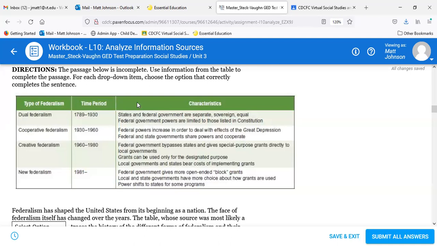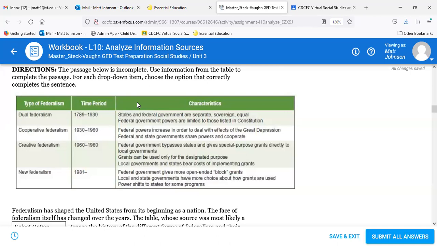So it says the federal powers increased in order to deal with effects of the Great Depression. Federal and state governments share powers and cooperate. So we talked about Franklin Roosevelt's presidency, right? The expansion of the executive branch, more federal powers, trying to boost the economy, get us back out of the Depression. So a lot of effort by the president in his office to do so. So federal powers increased at that time. It was more of a sharing of powers. I don't want to say state power eroded, but it had to share more with the federal government. The federal government was more visible to all the citizens at that time.